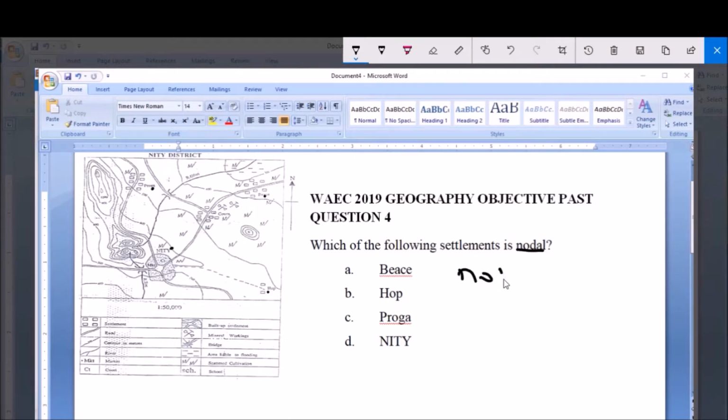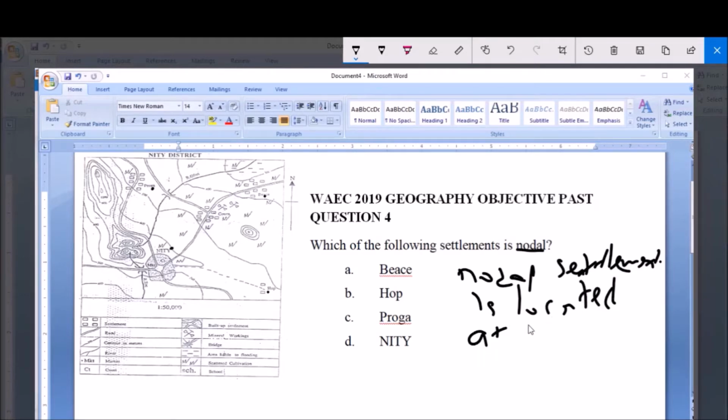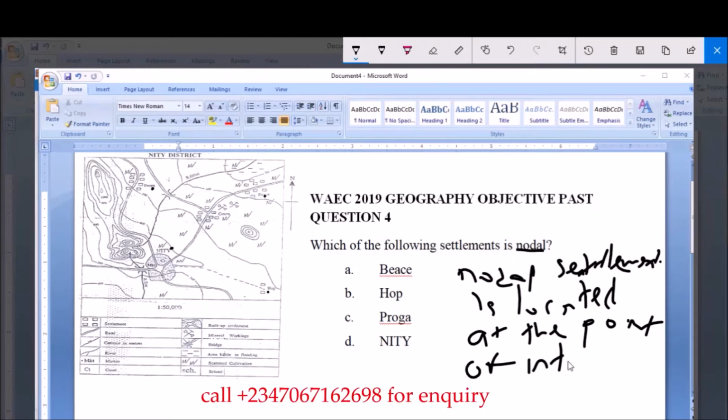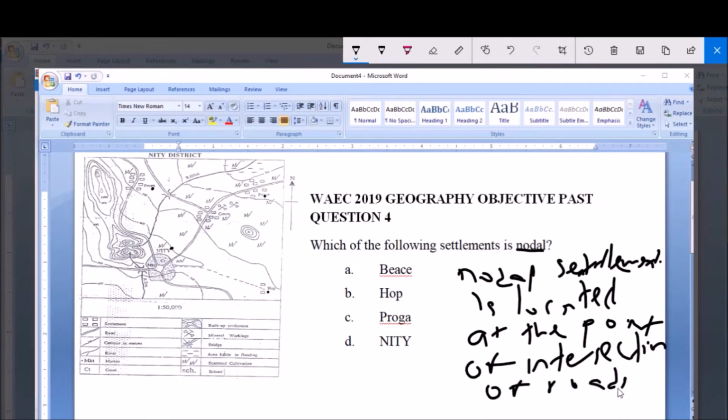Now a nodal settlement is a settlement that is located at a point of intersection of roads, usually major roads. So we are looking at the major roads.